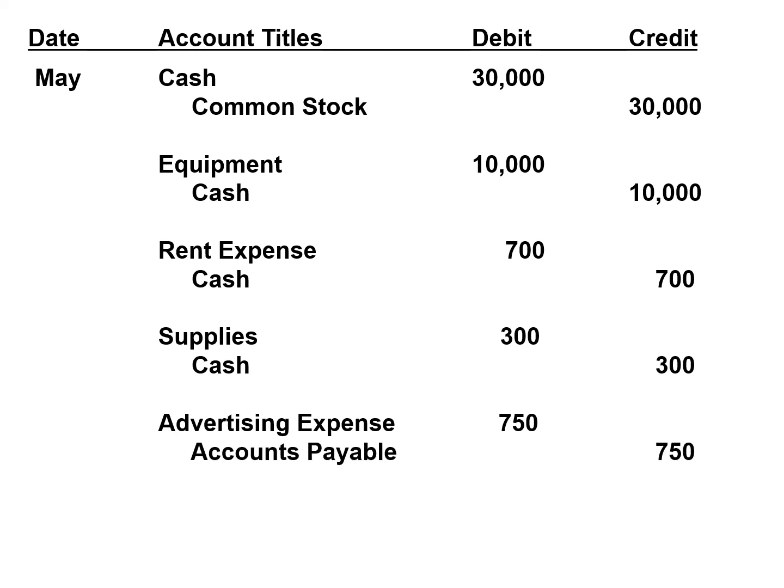We're going to actually credit accounts payable. Again, we didn't pay for it in cash, but we will pay for it, most likely within the next 30 days. The next transaction is we received cash from a customer for services. Again, I want you to debit cash and credit service revenue for $8,000.